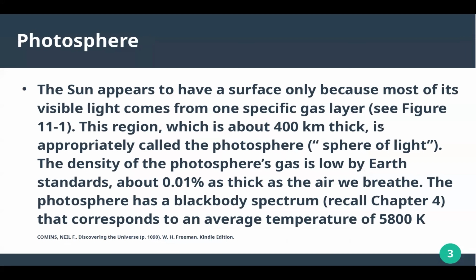The Sun appears to have a surface only because most of its visible light comes from one specific layer. This region, which is about 400 kilometers thick, is appropriately called the photosphere, or the sphere of light. The density of the photosphere's gas is low by Earth standards, about 0.01% as thick as the air we breathe. The photosphere has a blackbody radiation that corresponds to an average temperature of 5,800 Kelvin.